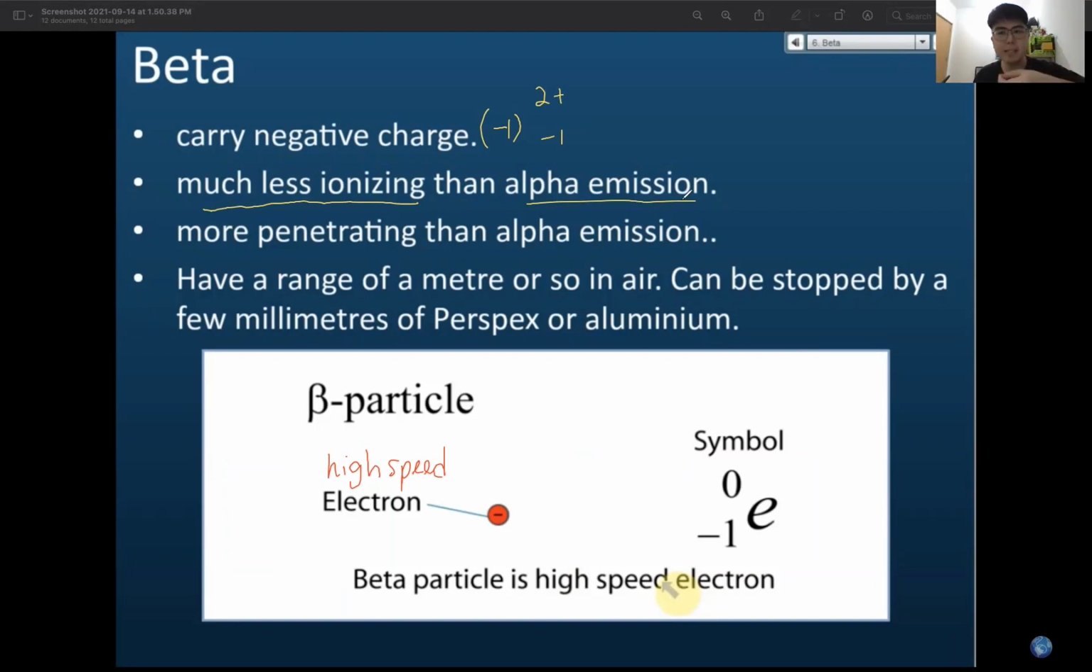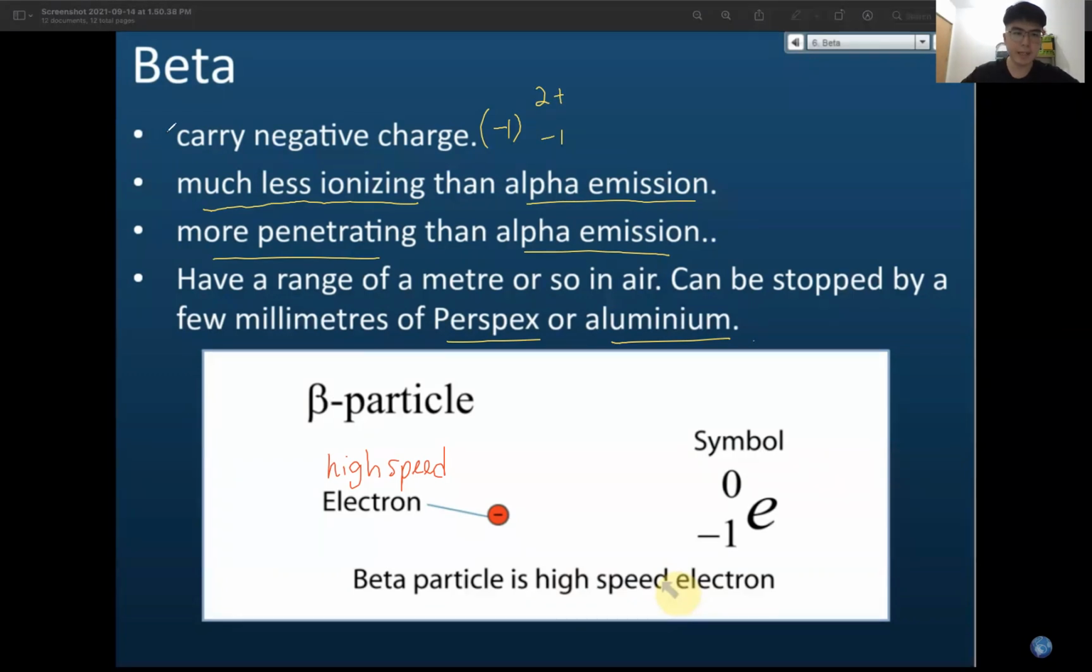Now if they are less ionizing, then they are more penetrating, because less ionizing means that they interact less with the surrounding particles, so they can travel longer. So they are more penetrating than the alpha emission. They have a range of a meter or so in air, a few meters, and can be stopped by a few millimeters of perspex or aluminium. Perspex is like the car plate. The car plate number is made of perspex, and also aluminium. You can use that to stop the beta particle from penetrating.